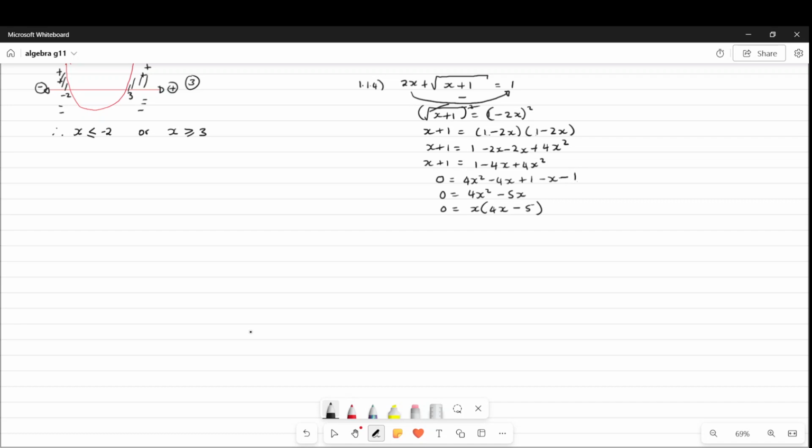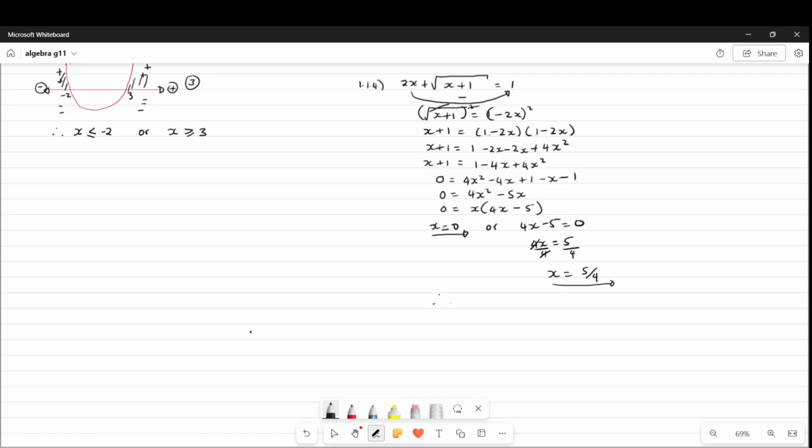So now here you can have x is equal to 0, or 4x minus 5 is equal to 0. So 4x is equal to 5. You transpose the 5 to that side and divide by 4, so it cancels out. Therefore x is equal to 5 over 4. Now we got two x values. So now you need to test, right? This is not a final answer. We need to test now.